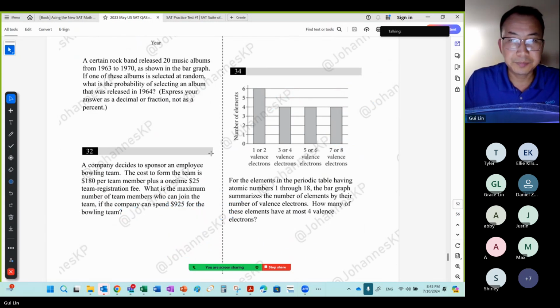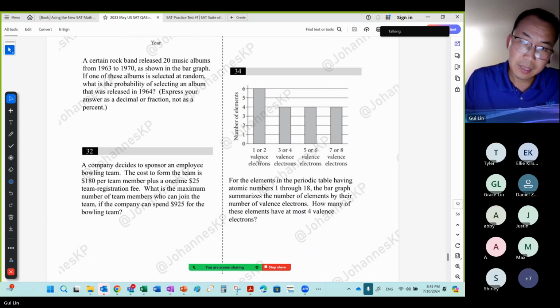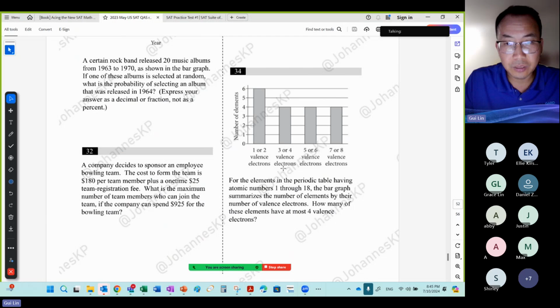Definitely no problem. 34. Again, a chart with the numbers of elements, by valence electrons: 1 or 2, 3 or 4, 5 or 6, 7 or 8. Looks like this kind of survey, like previously. For elements in the periodic table having atomic number 1 through 18, the bar graph summarizes the number of elements by their number of valence electrons. How many of these elements have at most 4 valence electrons?